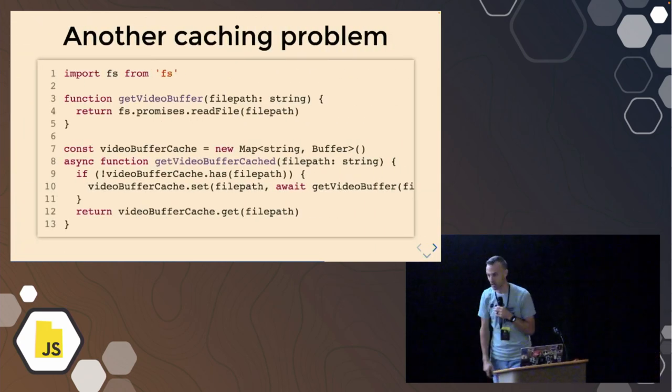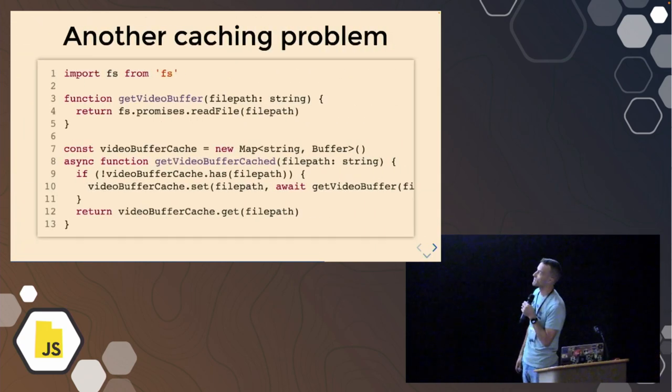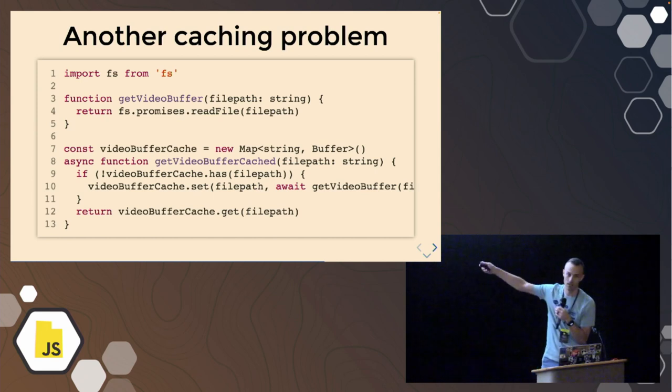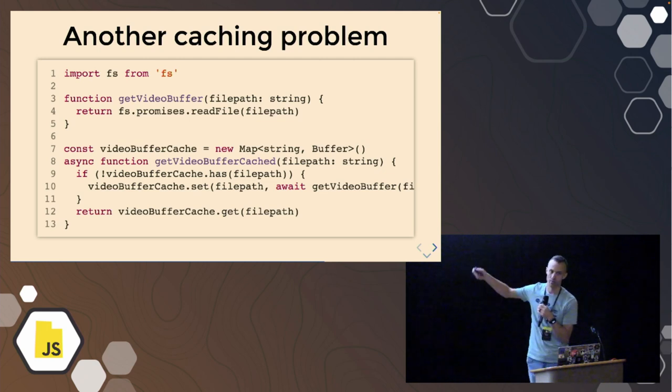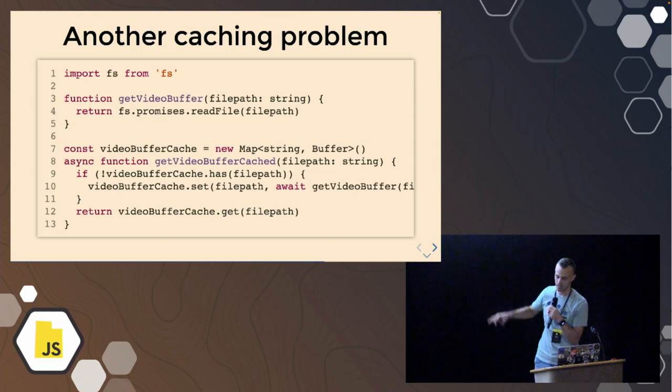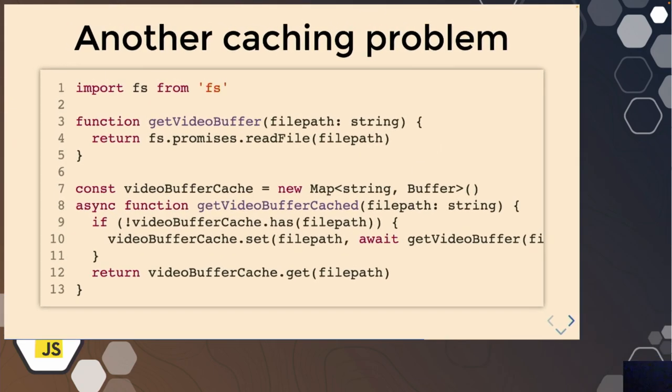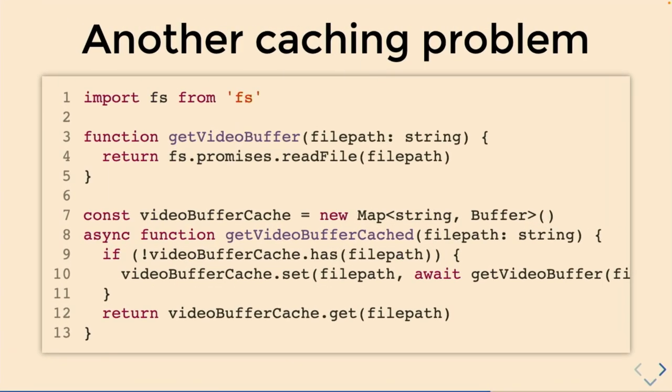Okay, so let's talk about another caching problem. Find the bug here. The bug is not the async await. You can totally cache async things. That's fine. And there are a couple of missing pieces to this. But we're getting a video buffer from the file system, and then we just do regular cache stuff. So what is the bug here? Or what are some potential problems here?